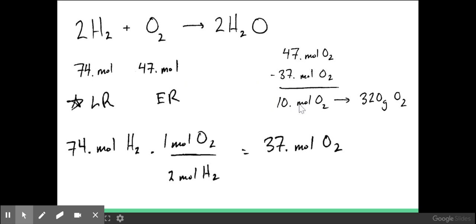That gives me 10 moles of O2 that are left over, and then multiplying by the molar mass of oxygen, which is 32 grams per mole, 320 grams of O2 should be left over.